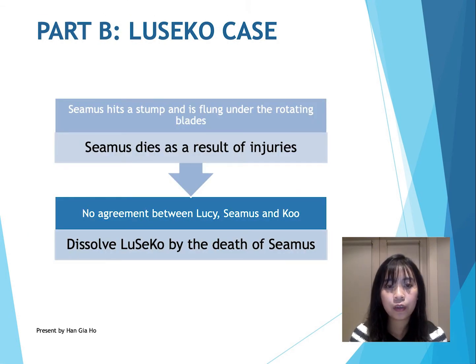As a general rule, every partnership will be dissolved as regards the partners by the death or insolvency of any partner. This rule is subject to any contrary agreement between the partners. In this scenario, it was mentioned that there is an agreement between Lucy, Seamus, and Co about the business continuing despite the death of any partner. Therefore, Lucico will not be dissolved.